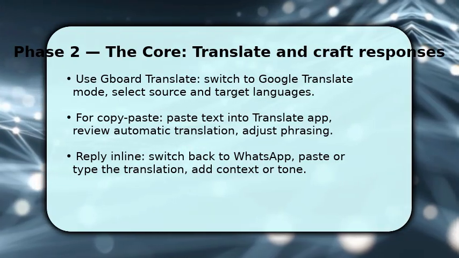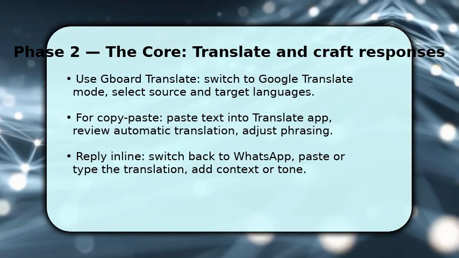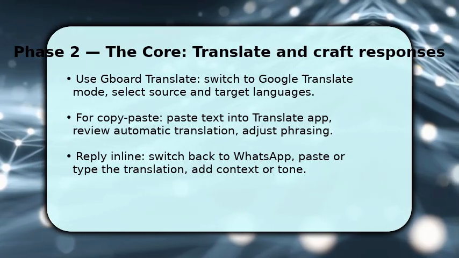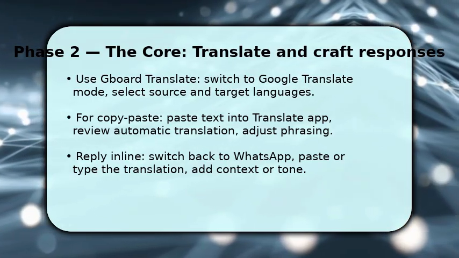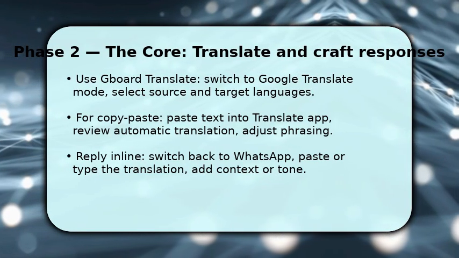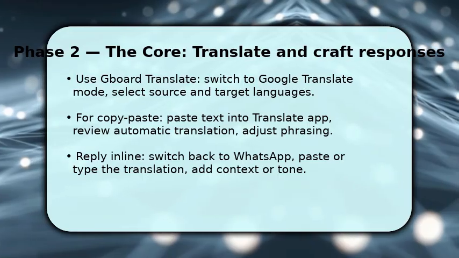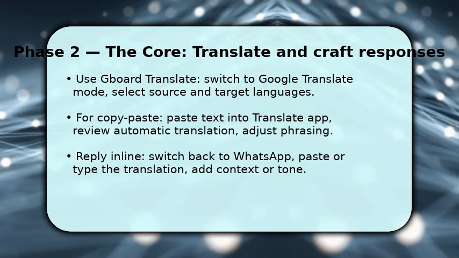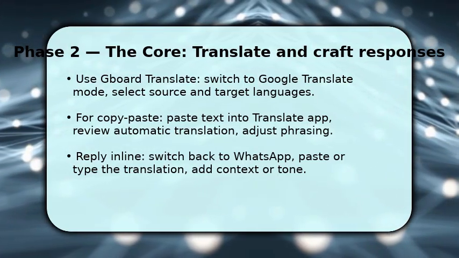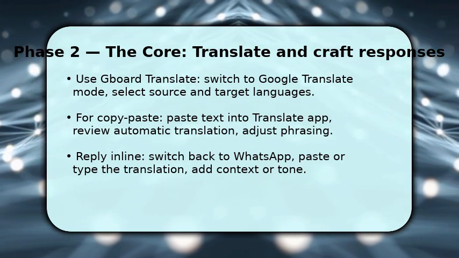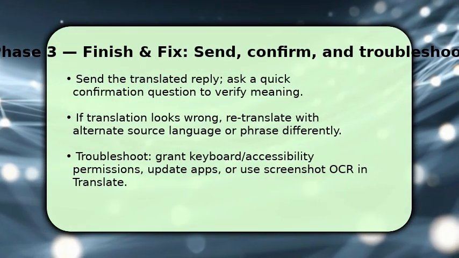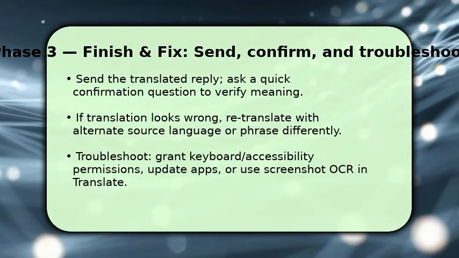If you copied the message, paste it into Google Translate, review the output, and tweak wording for clarity or cultural nuance. Once satisfied, switch back to WhatsApp, paste or type the final translation, and add any clarifying note so the recipient understands tone and intent. Finish by sending the translated reply and then confirm meaning with a short follow-up question to avoid miscommunication.